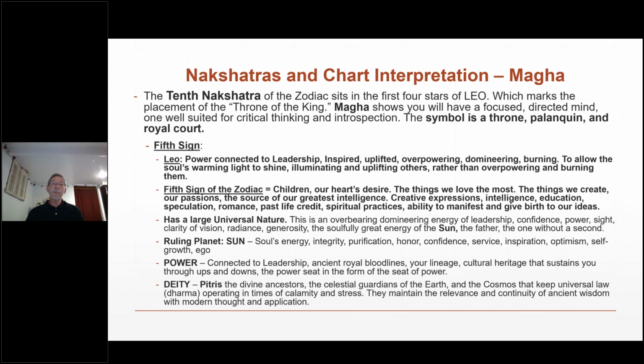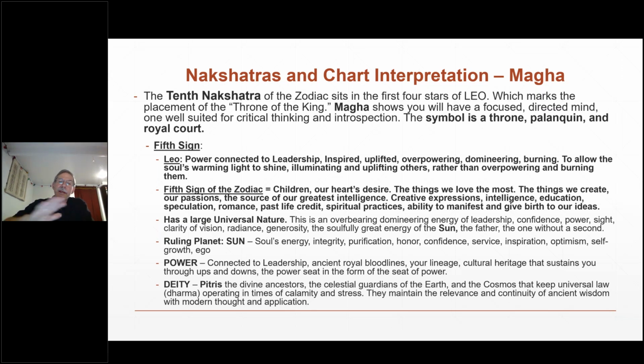So the main characteristic of this when we look at it is it has a large universal nature. So Leo is what's called a large sign, which means you want to do something exciting and you never do anything small here, just like a king. You know, you have that overbearing, domineering energy of leadership and that confidence and power and the sight and the clarity of vision. This is how I want to build my kingdom.